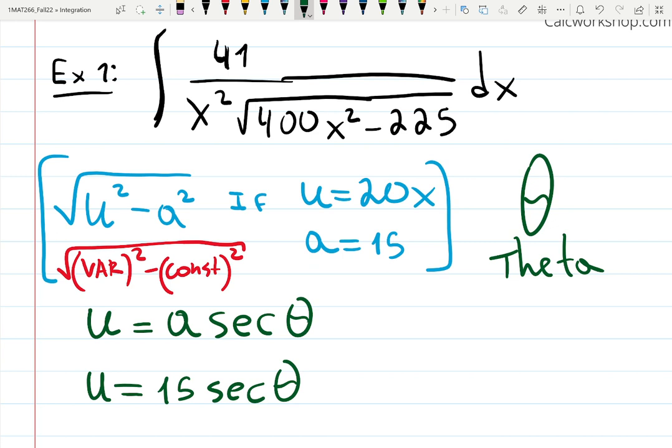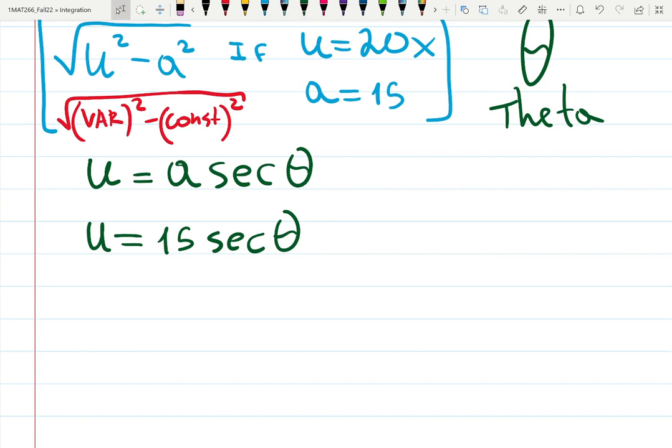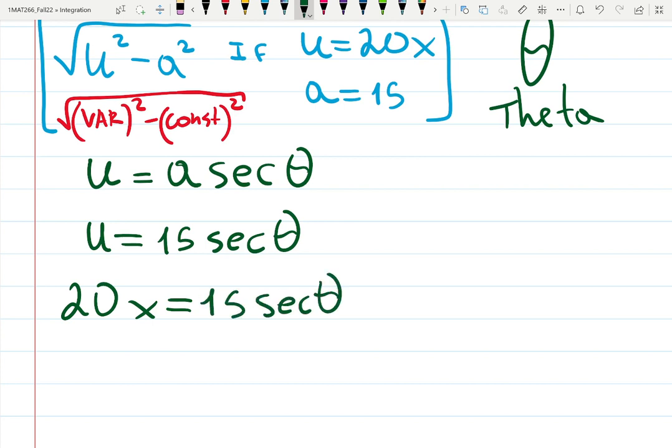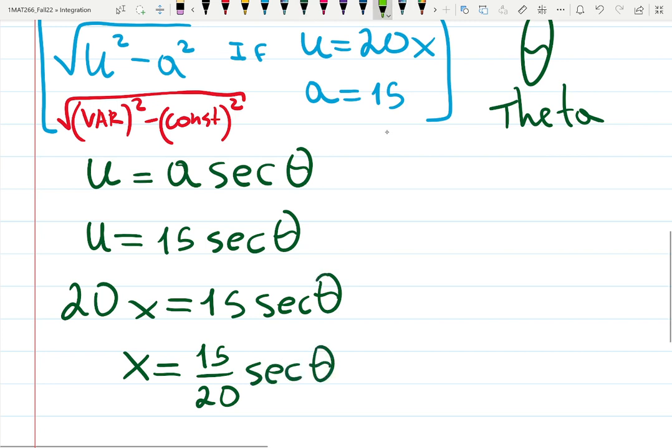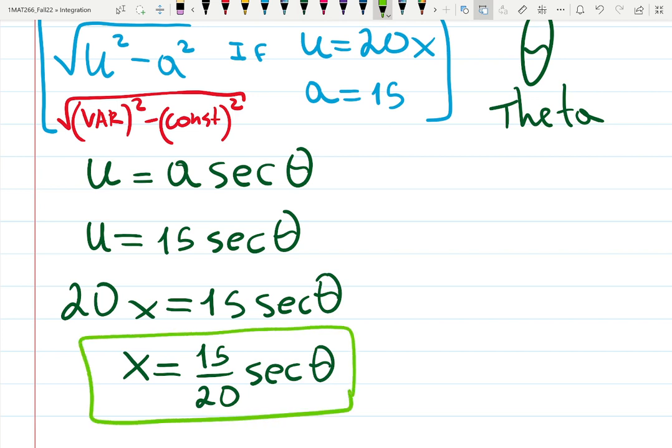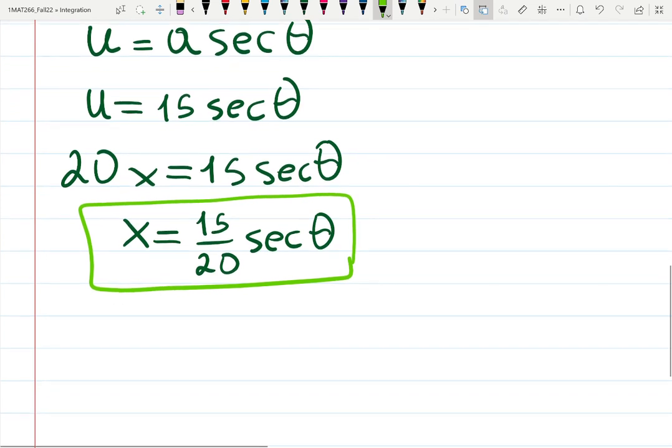Then my u is 20x. So it's going to be 20x equals 15 secant theta. Solve for x. X will be 15 over 20 secant theta. This will be very important. This is what we're going to be plugging right now everywhere in x. And we will be changing all the integral from x to theta.